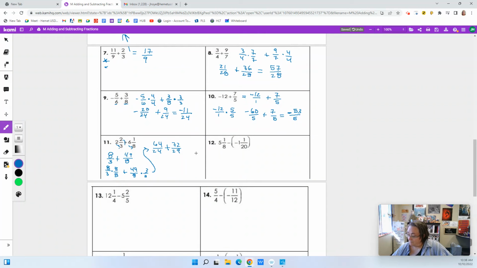Wait, 49. Oh, gosh, I did 25. It's not 72. I was doing 25 times 3, not 49 times 3. 49 times 3, 50 times 3 is 150. 150 minus 3 is 147. So that's how I figured that out. So it's 147 24ths. My 4s keep looking like 9s.